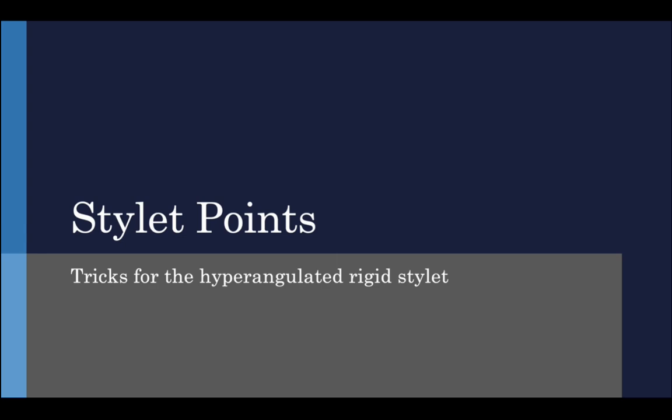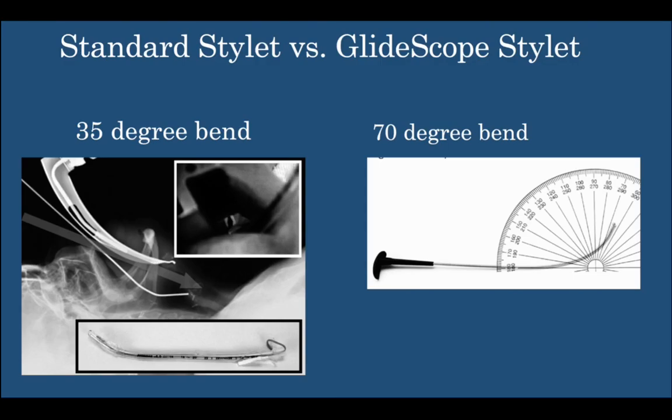What you're now going to manipulate is the stylet. All of the talent in an unchanneled blade is with the hyperangulated stylet. So let's compare this to a standard ET tube with stylet. So a standard ET tube is bent at about 30 or 35 degrees. That's the hockey stick position. And that goes in line with my direct laryngoscopy where I have a direct line of sight.